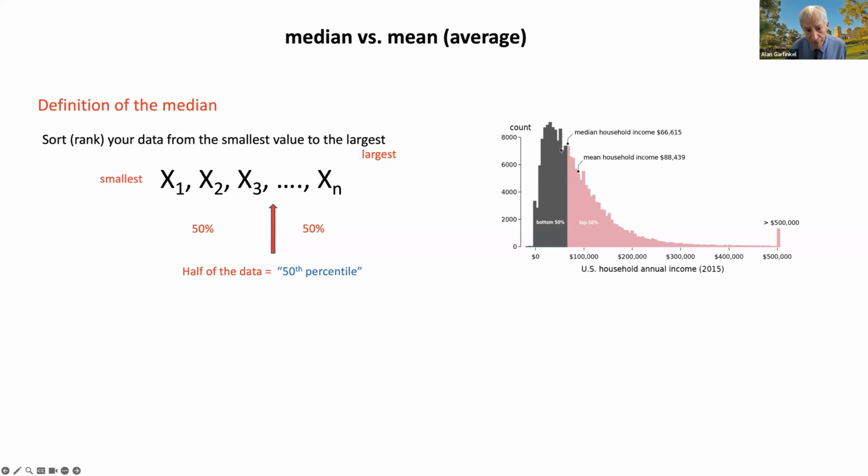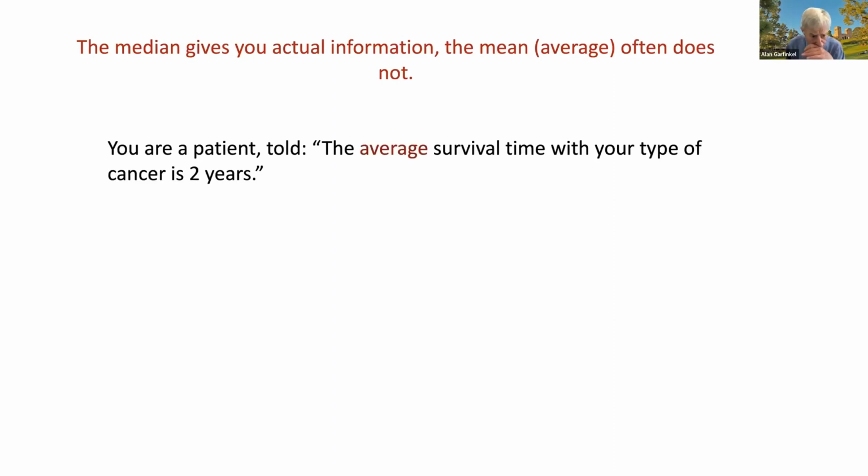These are quite different because these are not a normally distributed quantity. Not only that, the median gives you actual information, and the mean often does not. You saw how my students were actively misinformed by assuming the mean value is typical. For example, suppose you're a patient and you're told the average survival time with your type of cancer is 2 years. What can you assume? What's the take home for you? And the answer is, again, nothing.